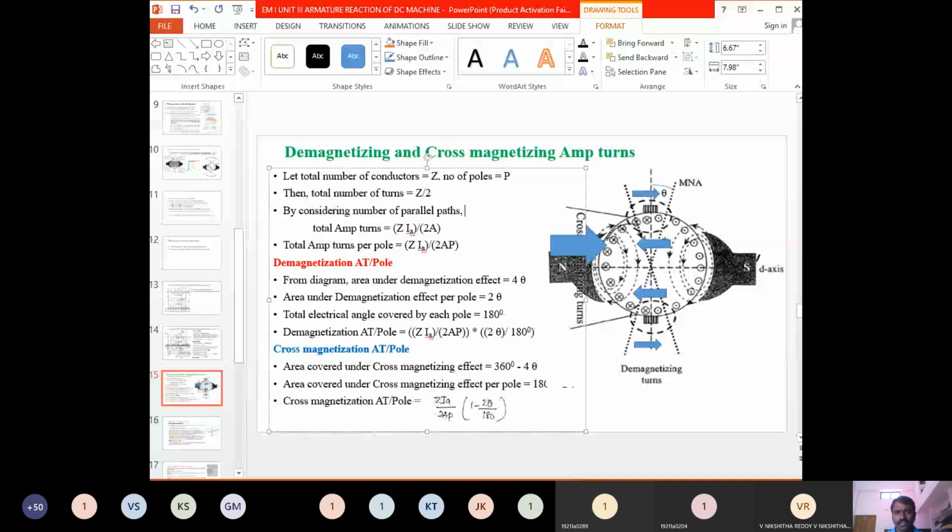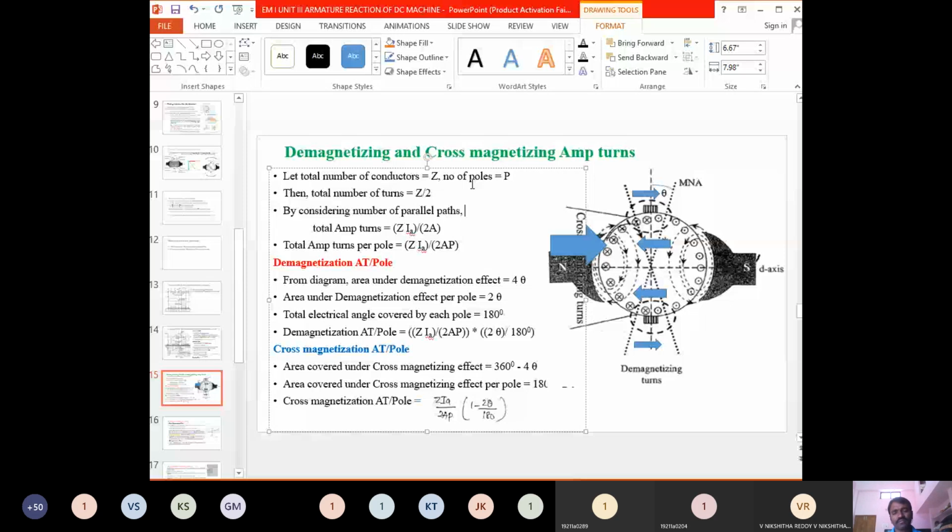Let the total number of conductors be Z. If I'm assuming the total number of conductors is 100, then the turns will be half of that. A single turn will have two conductors. So if the total number of conductors is 100, then the number of turns will be 100 by 2, that is equal to 50. So turns equal to Z by 2. And I'm assuming that there are P number of poles. I'm just making a derivation.